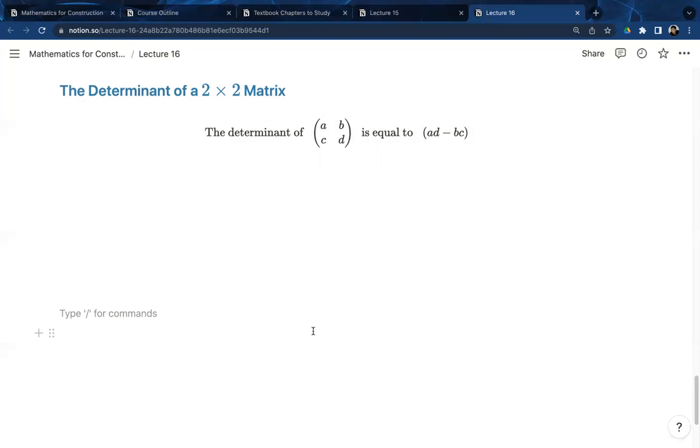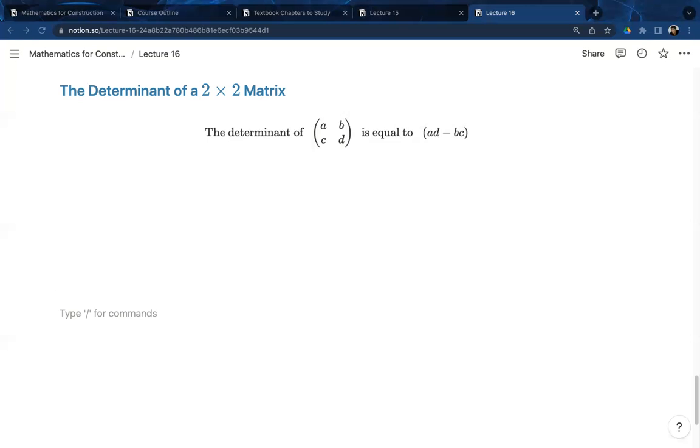So the determinant of a matrix is a number. For a 2 by 2 matrix, it's possible to give a simple formula. For the other matrices, the formula looks kind of complicated. It's very easy for 2 by 2 matrices, right? So that's the determinant there.